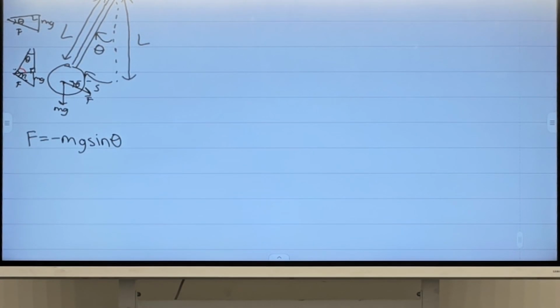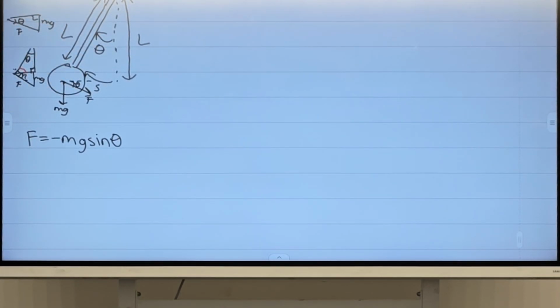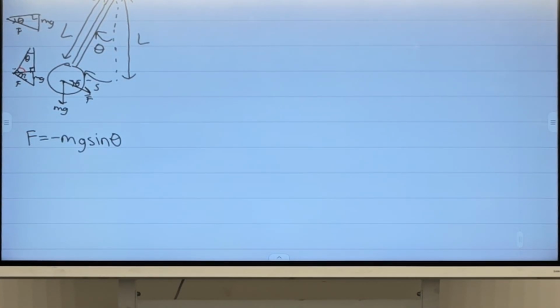If it doesn't, just try to absorb it for a bit. We have theta, which is the displacement going towards one direction. Let's suppose left. F is going to try to go to the right direction to go back to the origin, so it'll have to be a negative sign there. But yeah, don't worry about it.